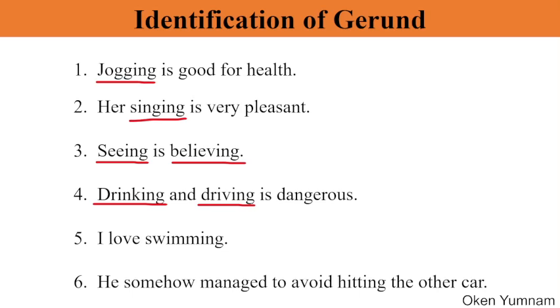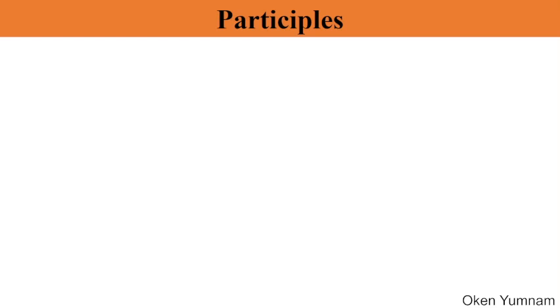I love swimming. This is object acting as a noun, ing form of a verb. So it is gerund. He somehow managed to avoid hitting the other car. Yes, hitting. This is again object of the preposition. So this is gerund. And now lastly, let's come to the participles.